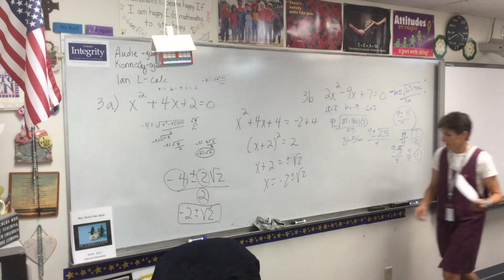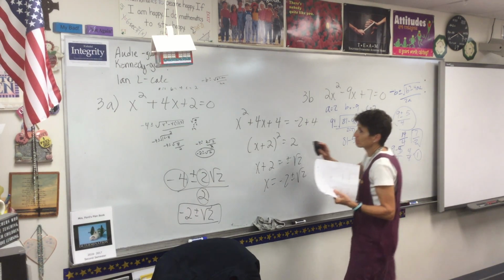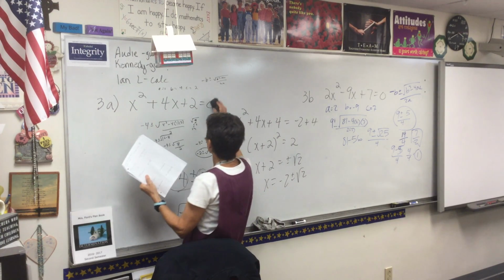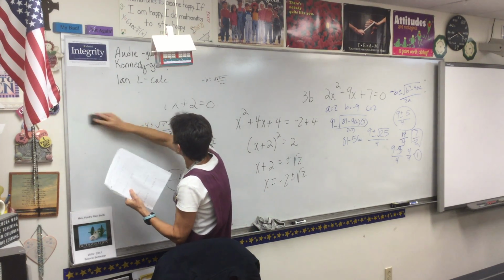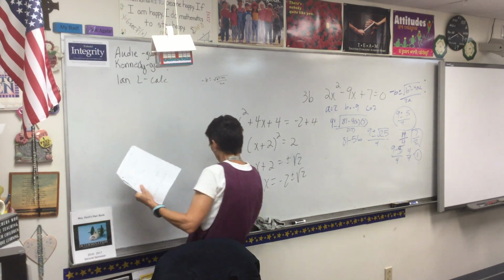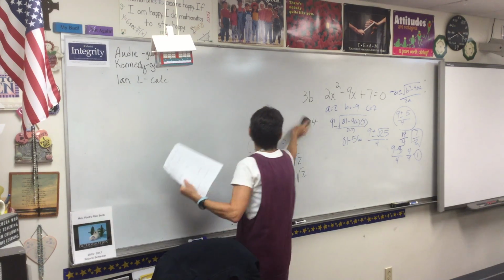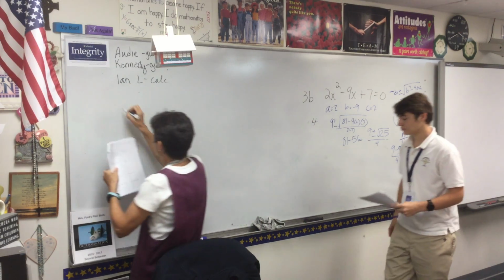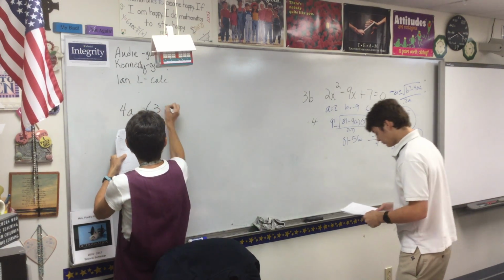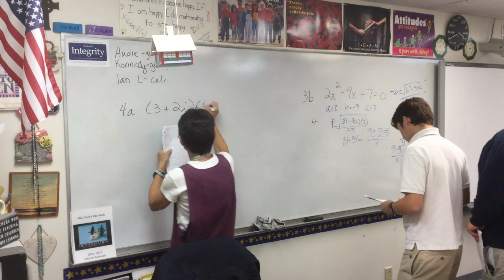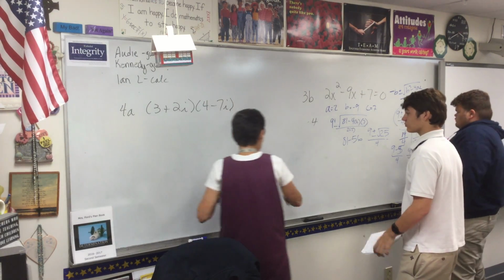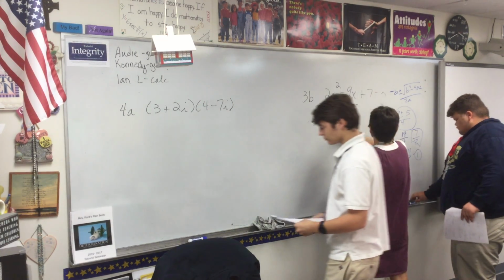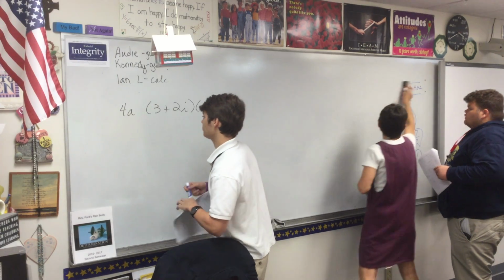Now we got two more reviews. Number 4, A and B are both review problems. So I need volunteers to come up and do 4A and B. So 4A, we are foiling. And 4B, we're conjugating, I guess, yeah.